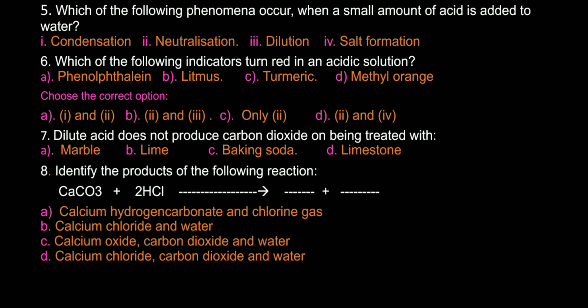Which of the following phenomena occurs when a small amount of acid is added to water? Option A, condensation; neutralization; dilution; salt formation. Sixth question, which of the following indicators turns red in acid solution? Phenolphthalein, litmus, turmeric, methyl orange.